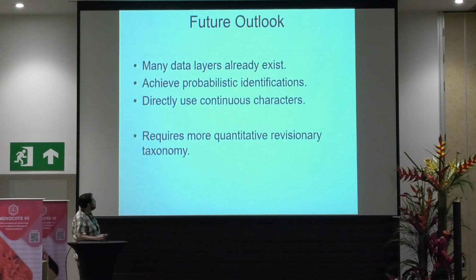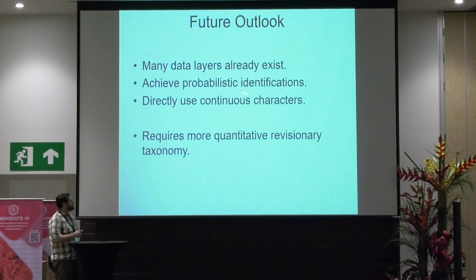So, okay, what do we do? We can achieve probabilistic identifications. We can directly use continuous characters. That's one thing that this feature does that a lot of different identification software can't do right now. It's really discrete characters.